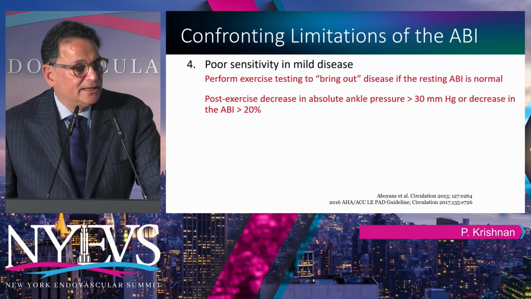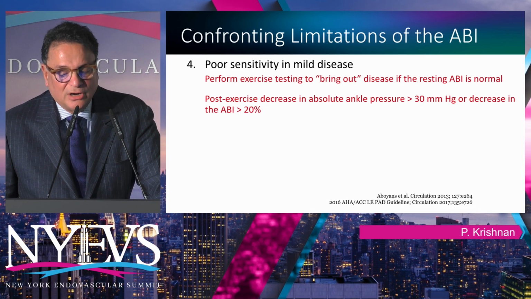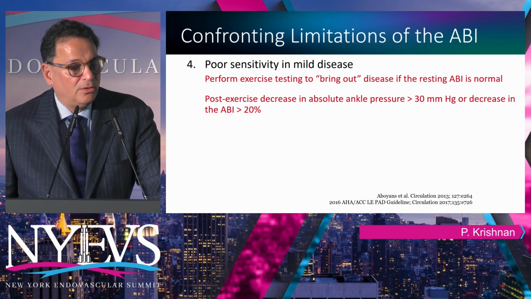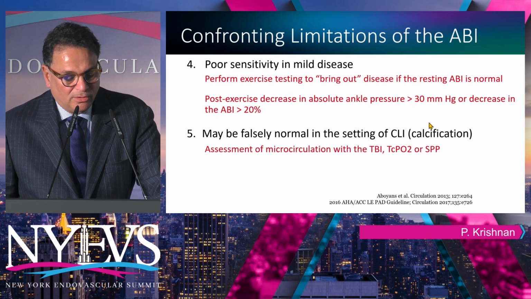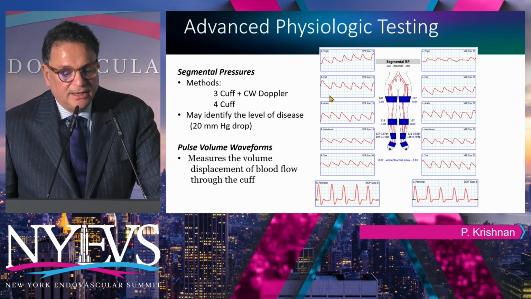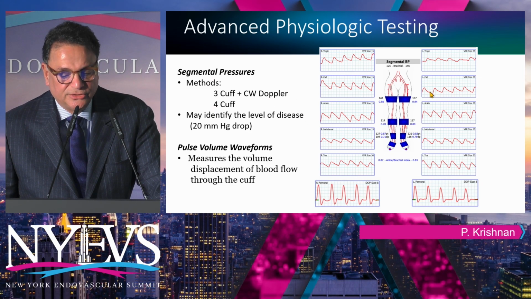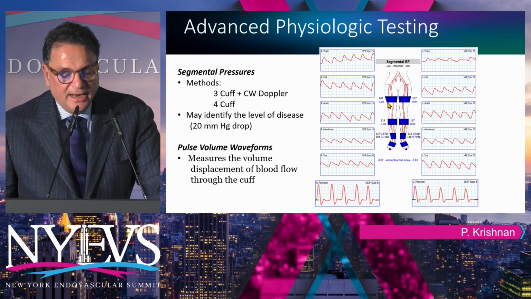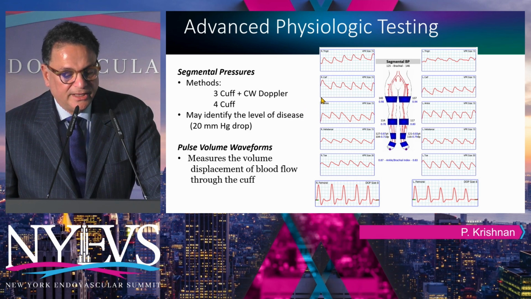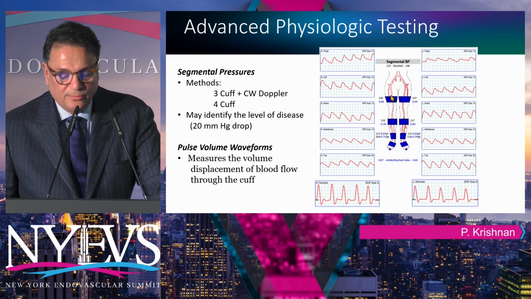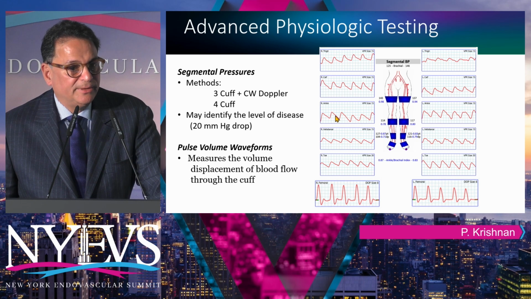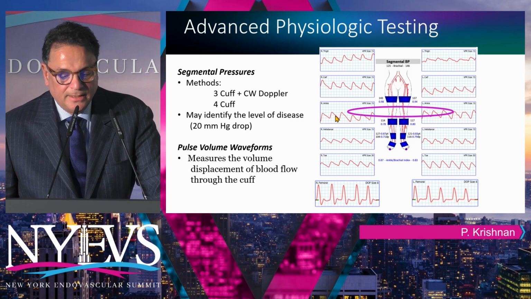And if you do an exercise and post-exercise test, a drop of 30 millimeters of pressure or a decrease in ABI greater than 20% is significant. Maybe falsely normal, we talked about that, and that's it. So these are just segmental leg pressures. You can see the cuffs are available, and you can see any drop in systolic pressure with a change in the waveform from biphasic, triphasic, et cetera, to monophasic really shows that the patient has disease.